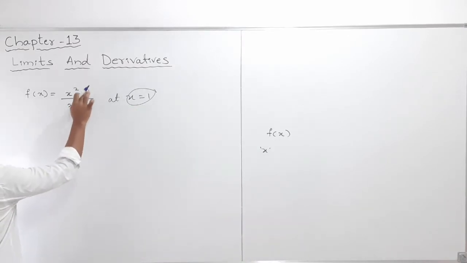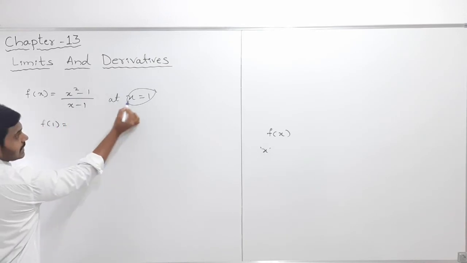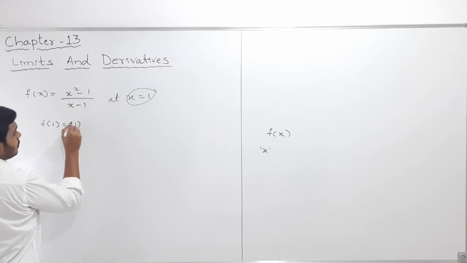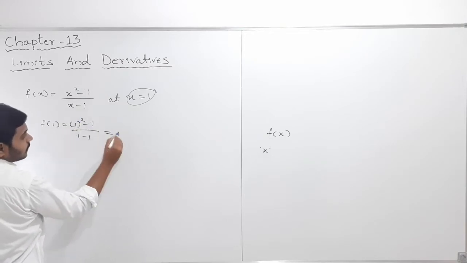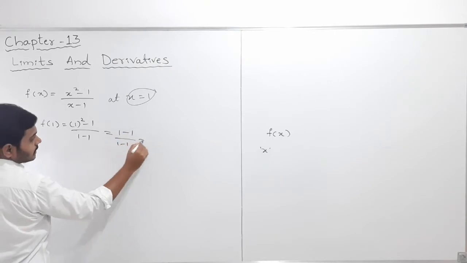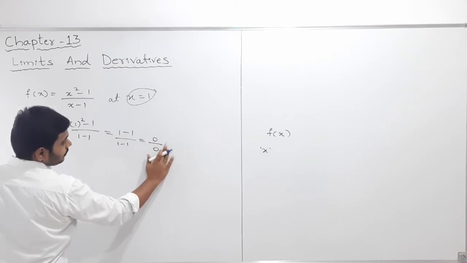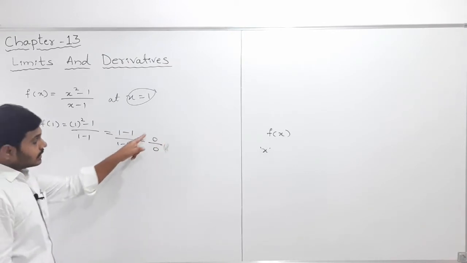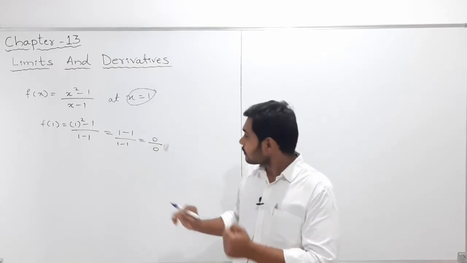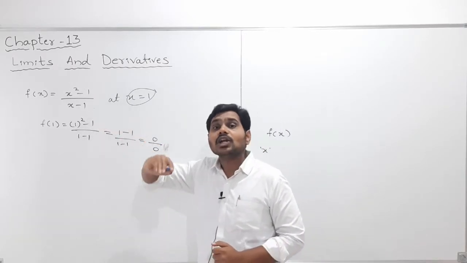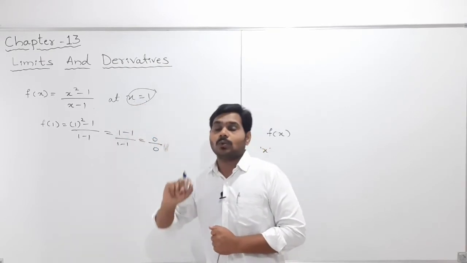So if I substitute x value as 1, that is f of 1 is equal to 1 square minus 1 whole divided by 1 minus 1. 1 square value is 1, minus 1, whole divided by 1 minus 1. 1 minus 1 is 0, 1 minus 1 is 0. So now you are getting 0 by 0 form. My dear students, please remember this function cannot be defined at the point x is equal to 1.